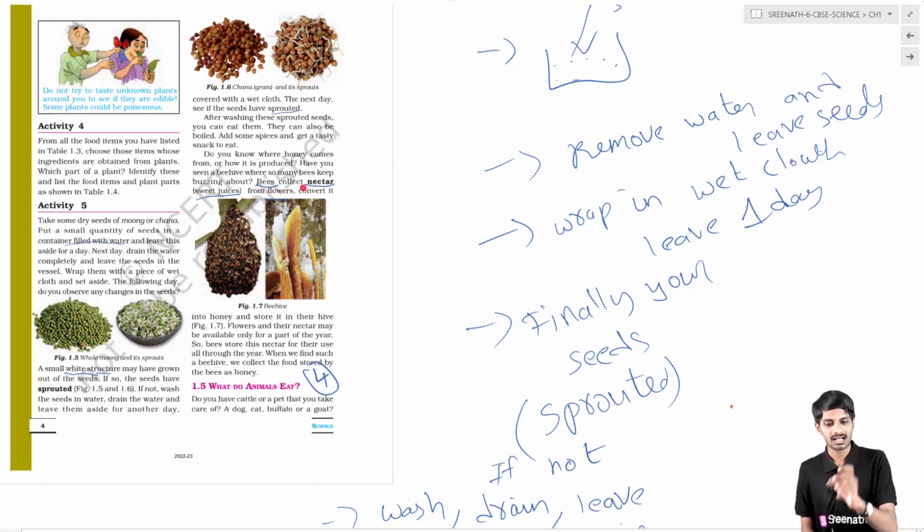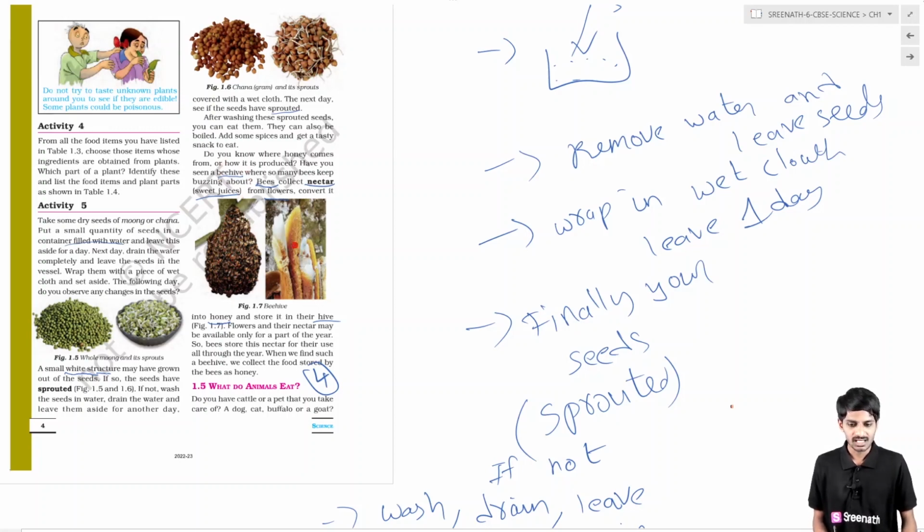Bees collect the nectar from flowers, convert the nectar into honey and store it in their hives like this. The image of beehives is like that. These are the images of a beehive. In this way we can get honey. Okay, this is the preparation of honey.